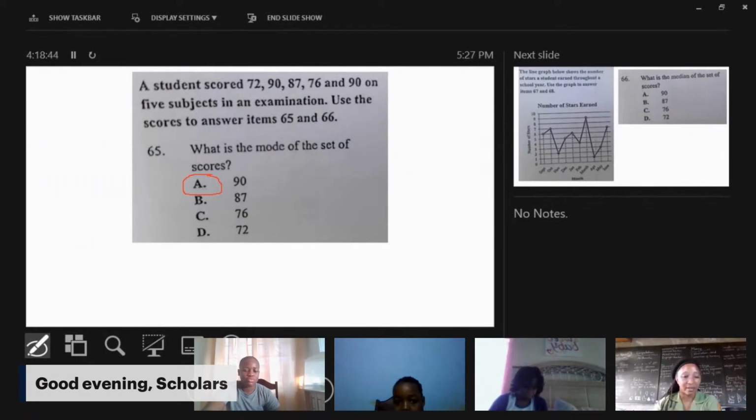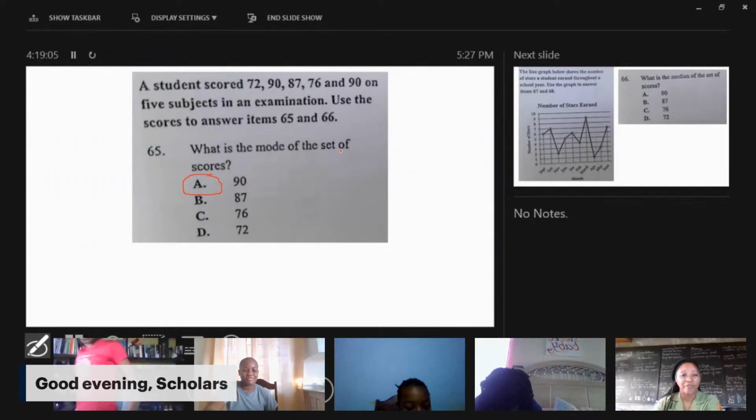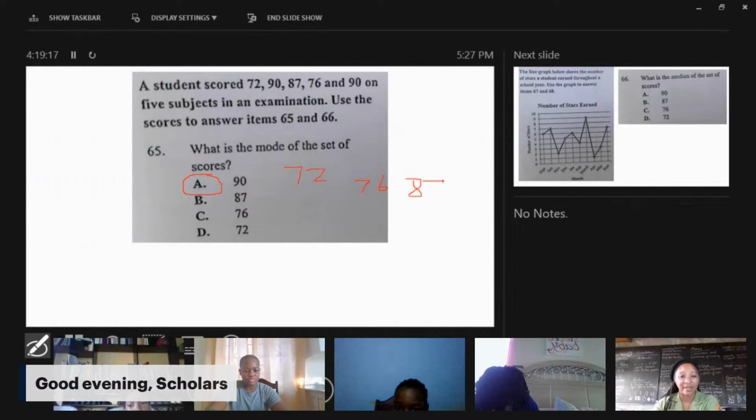Ready again, Amari? Amari typed something in the chat. Are you back? Okay, so he's saying 87. All right, and Madison is saying 87. So they want the median. So we have to first put them in order, right? To get the median, we have to arrange them in order. So that would be 72, 76, 87, 90, and 90 again. So 76 is the median.